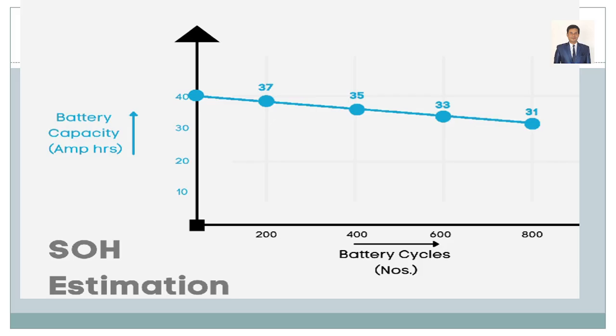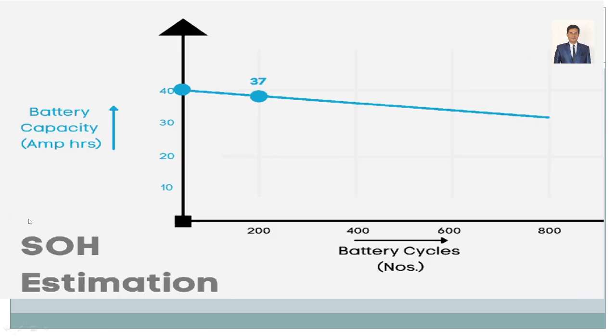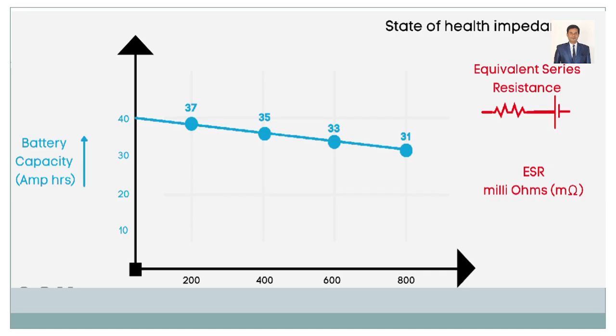Like this you can calculate for the 31 also. 31 divided by 40 into 100. It is 77.5 percentage. So this is what you are going to calculate as the SOH. So the next thing you have to understand is the impedance. As I told, talking about the ESR, right? The ESR comes to be around in terms of milliohm.